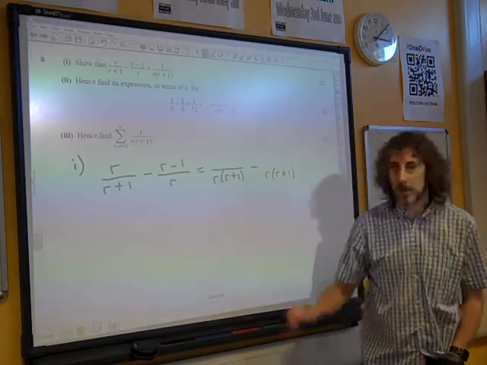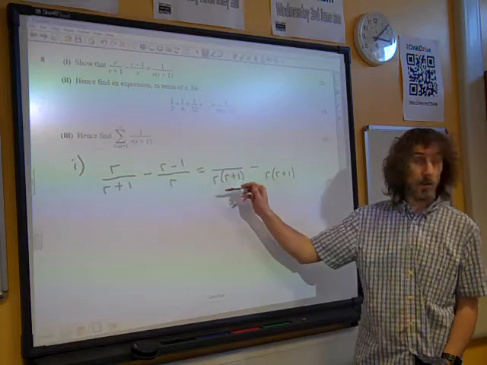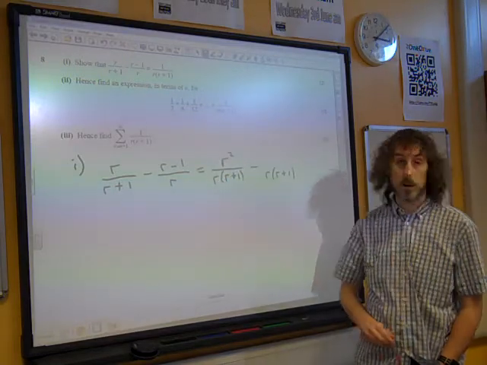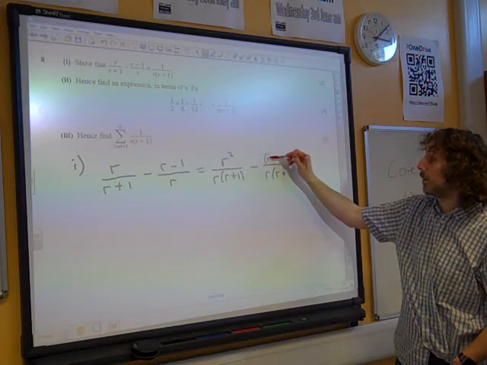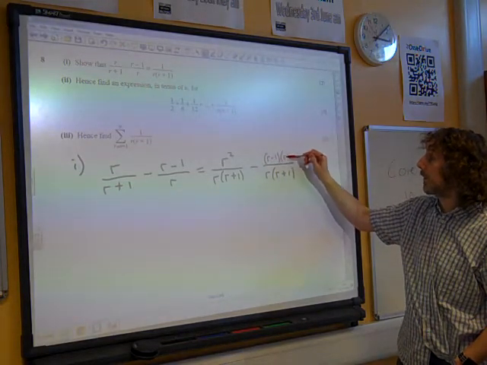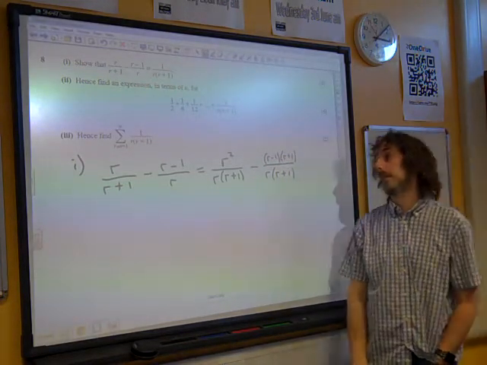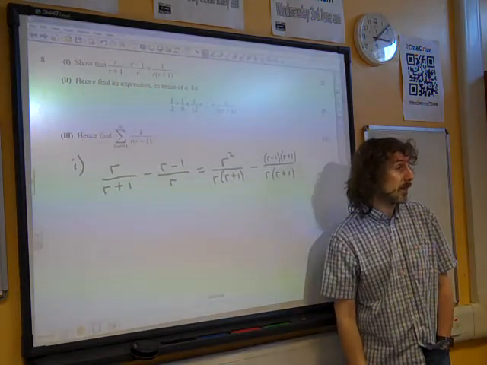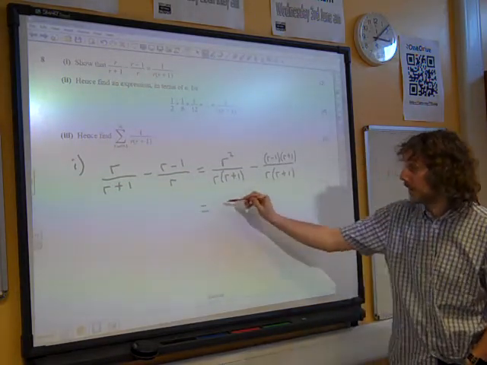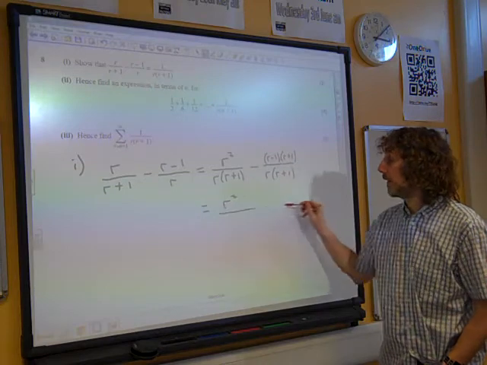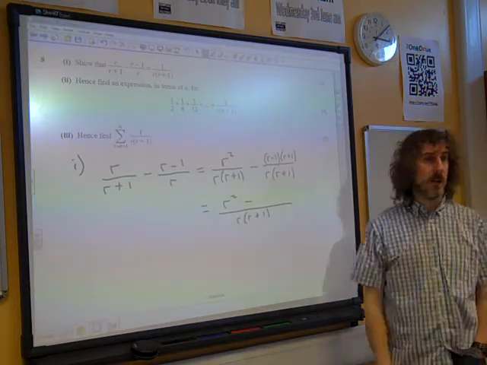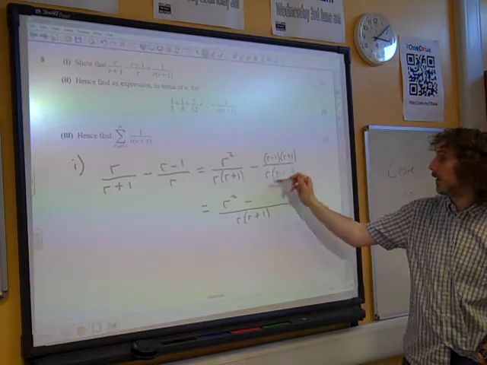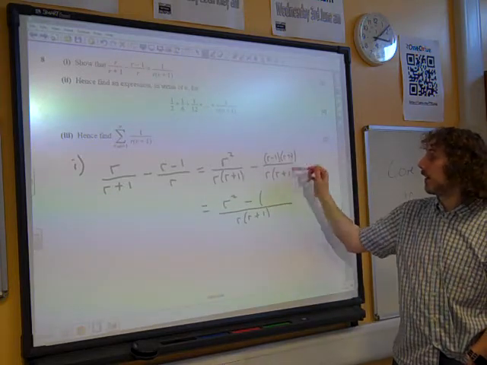So the first fraction we've had to multiply the bottom line by r, so we're going to multiply the top line by r. And the second fraction we've had to multiply the bottom line by r plus 1, so we're going to multiply the top line by r plus 1 as well, which gives us that, which is r squared minus, well what have we got here, it's difference of two squares, isn't it, r squared minus 1.